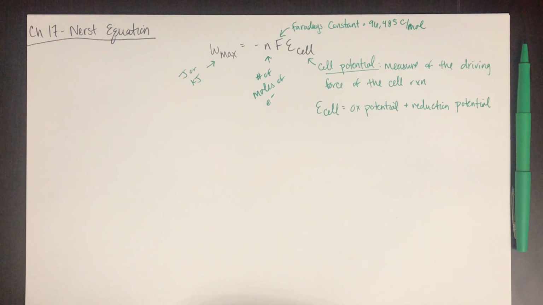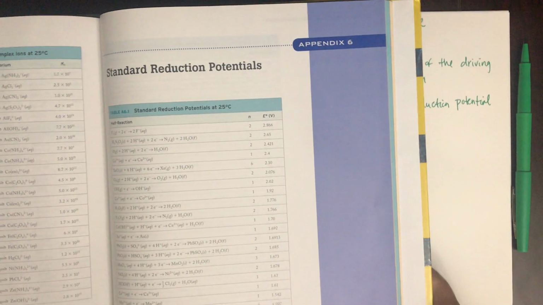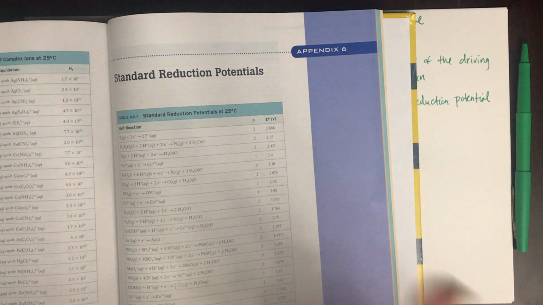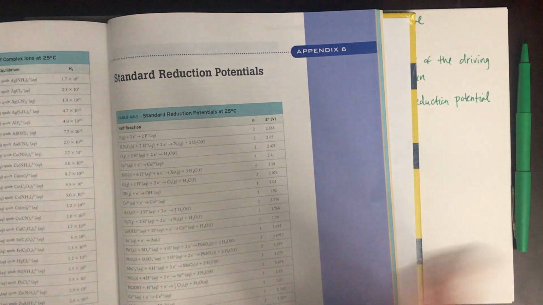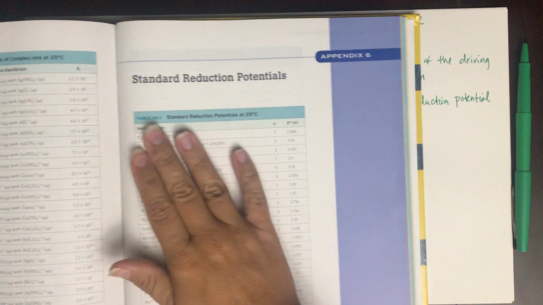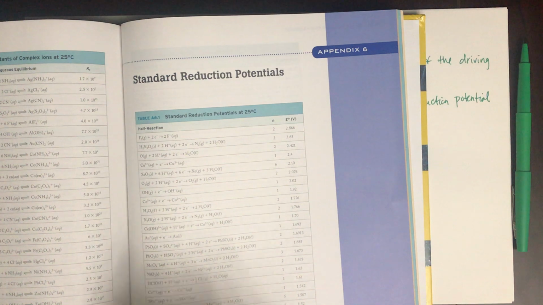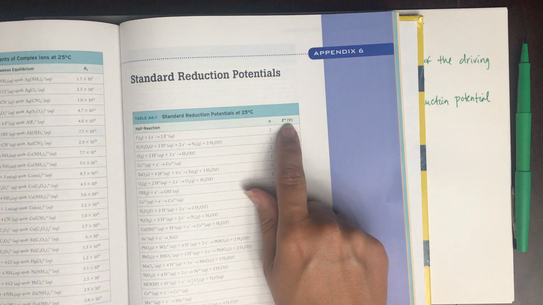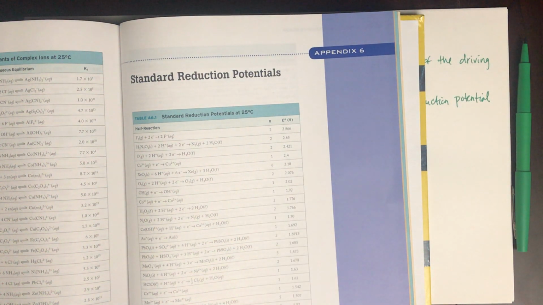Okay, so here in Appendix 6, this is the second edition of the textbook. If you have the first, second, or third edition of the textbook, all of those are fine. You might just have to look around for things. It might be a little different than what I see here in the second edition. So here are what's called standard reduction potentials, and here's a list of all the types of reduction reactions and what the standard E cell is for each of these in volts.